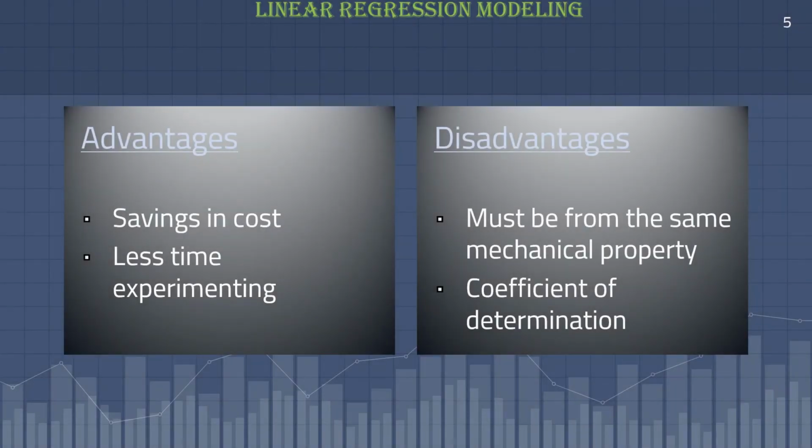The advantages of predicting a subproperty are wonderful, since they reduce time and cost of testing the determined subproperty by knowing the values of the other. The disadvantages of using linear regression are that the subproperty must be from the same original mechanical property and the coefficient of determination has to be accurate. We need to rely on this coefficient when it is really close to 1, and we will have a strong relationship between subproperties and we will be confident about our predictions.